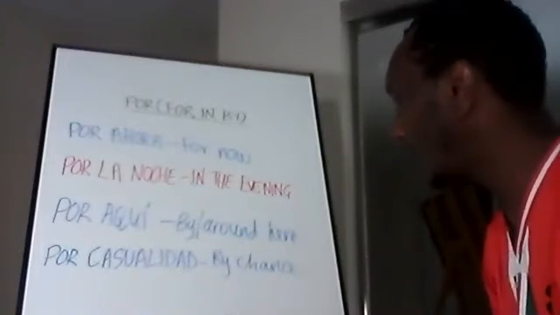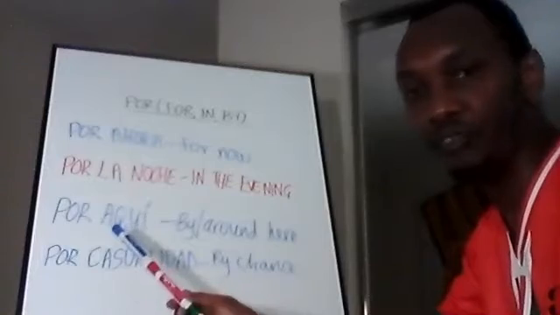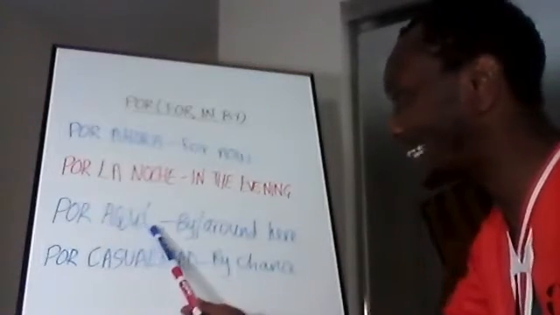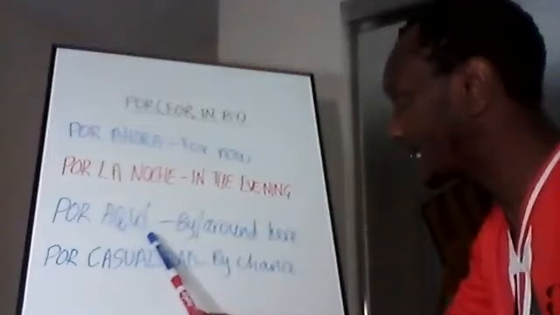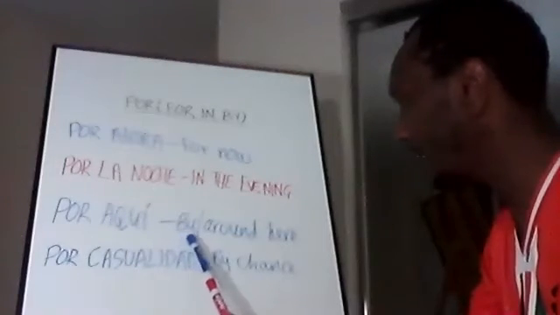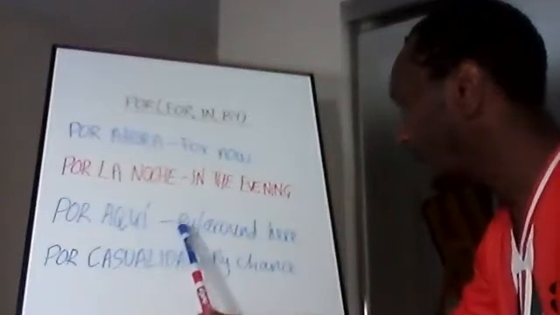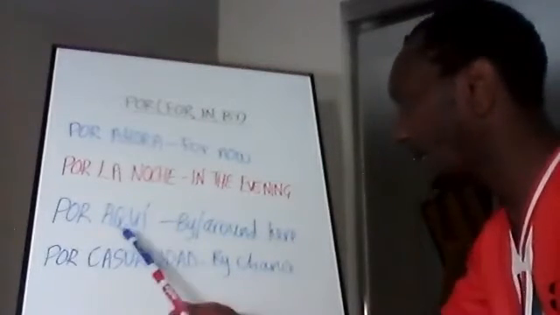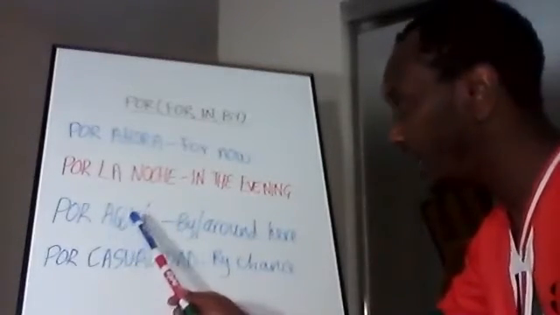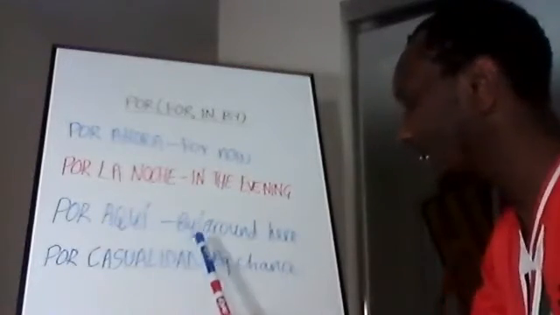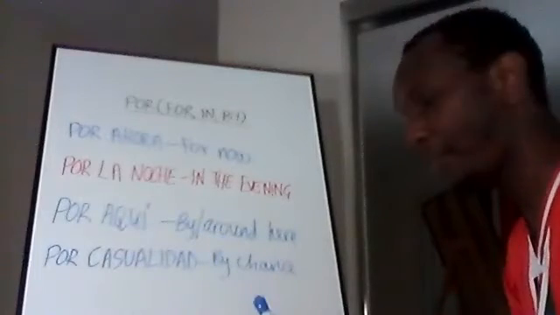Let's look at the third usage of the preposition por. When we say por aquí, it means by or around here. Aquí by itself, A-Q-U-I, means here. So when you say por aquí, it means by or around here.